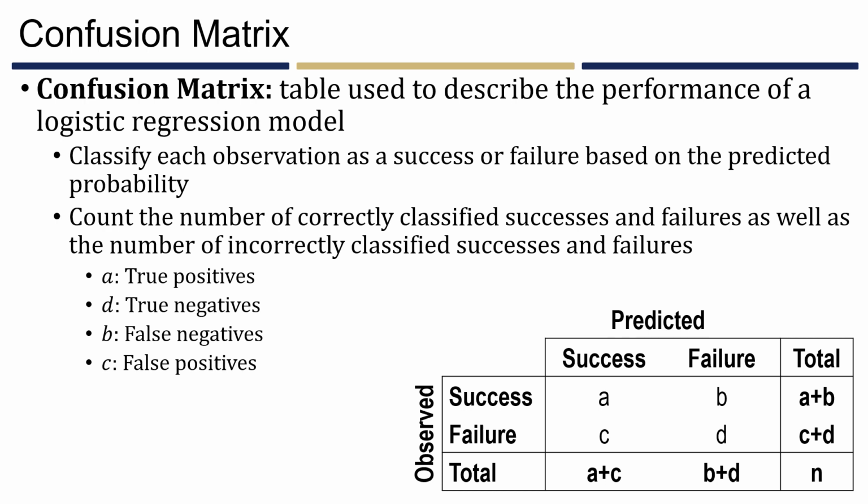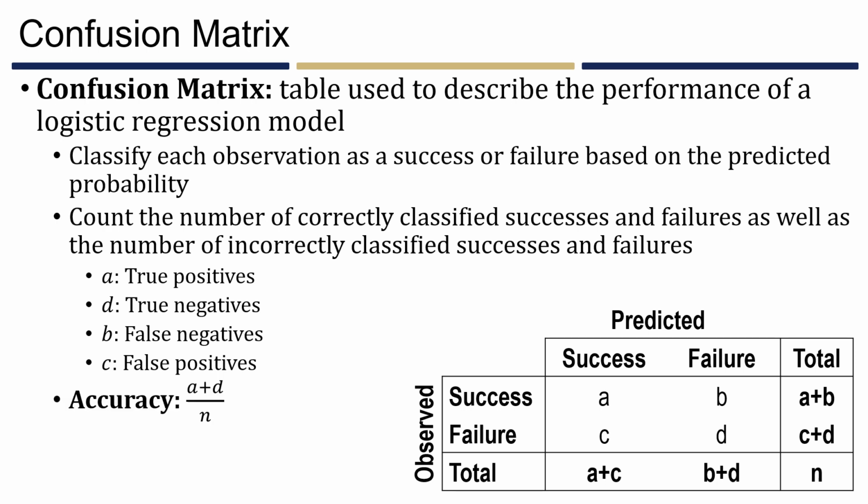In this table, A represents the number of true positives, or the number of observations that were both predicted to be successes and actually were successes. D represents the number of true negatives, which is the number of observations that were predicted to be failures and actually were failures. B represents the false negatives. In this case, the model predicted that the observation would be a failure, but it was actually a success. And C represents the number of false positives, which is the opposite of B. This is the number of observations that were predicted to be successes, but were actually failures.